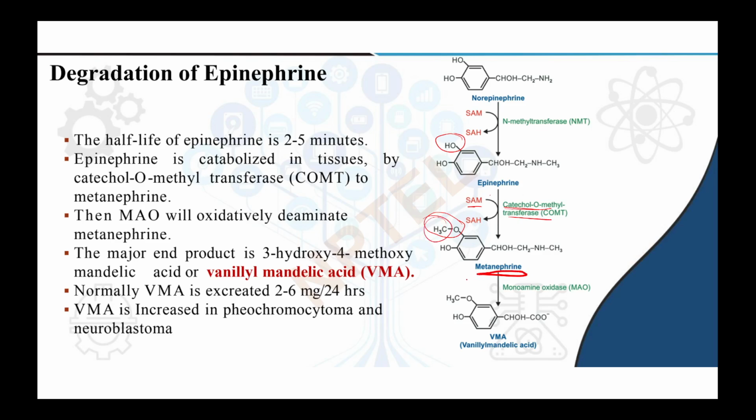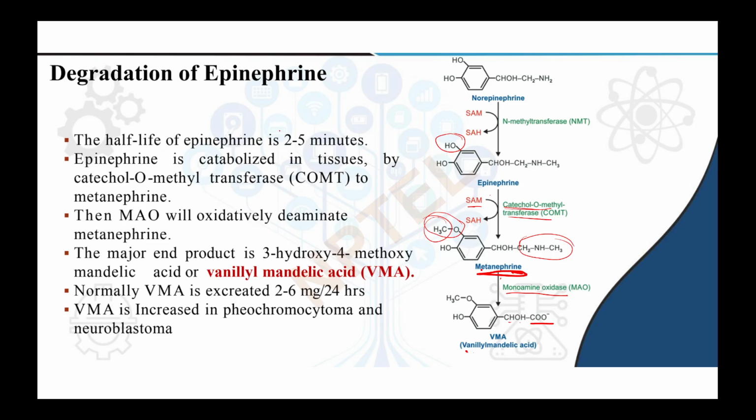So epinephrine gets converted into metanephrine by catechol O-methyl transferase. This is the first product. Then metanephrine gets converted into vanillyl mandelic acid, VMA, by the enzyme monoamine oxidase. It's an oxidation reaction. What will it do? It will remove this part. So we have CHOH, COO minus, that is the acidic group. So this is oxidized into vanillyl mandelic acid.